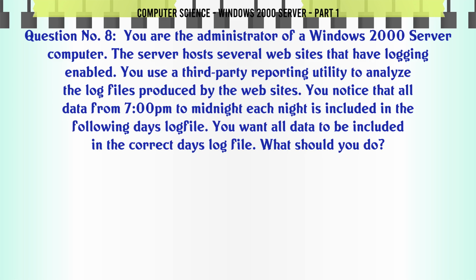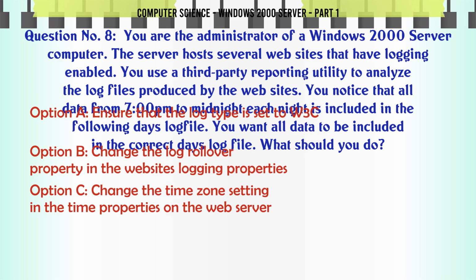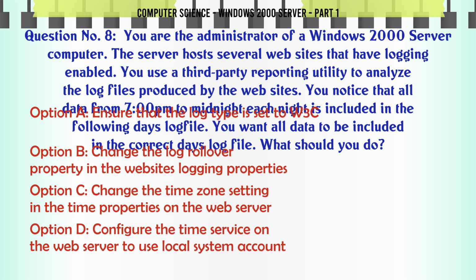You are the administrator of a Windows 2000 server computer. The server hosts several websites that have logging enabled. You use a third-party reporting utility to analyze the log files produced by the websites. You notice that all data from 7:00 p.m. to midnight each night is included in the following day's log file. You want all data to be included in the correct day's log file. What should you do?